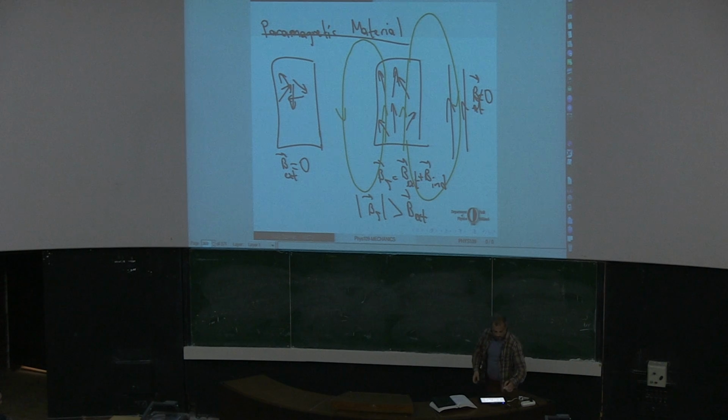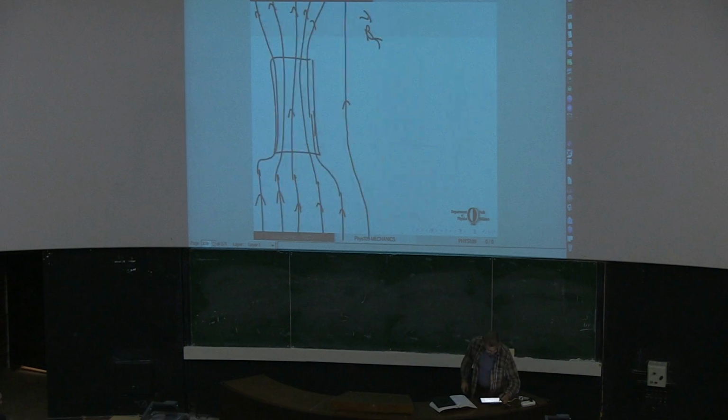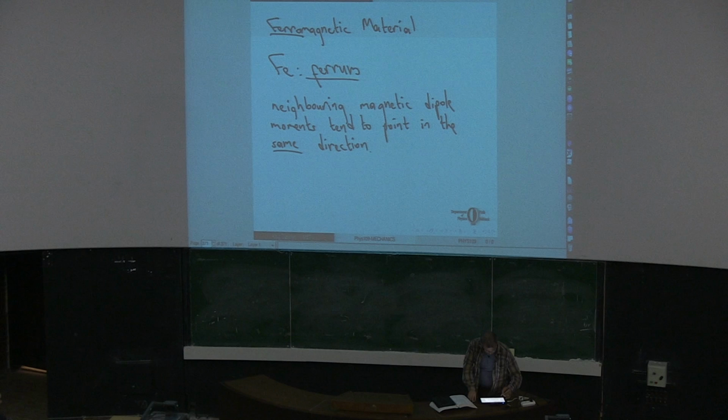Now, in ferromagnetic materials, you can think of the paramagnetic materials as being like group psychology. I mean, if somebody does something, everybody tries to do the same thing.